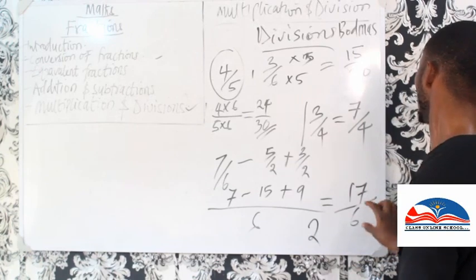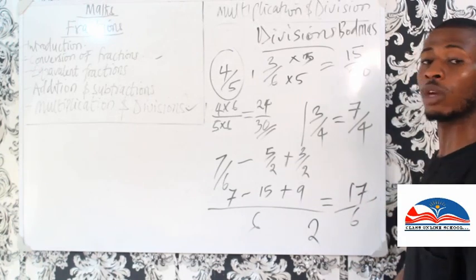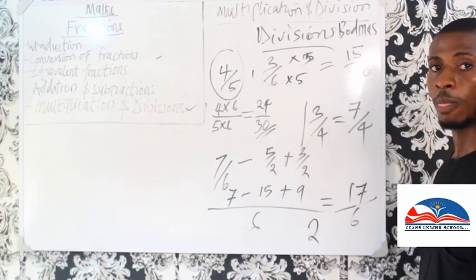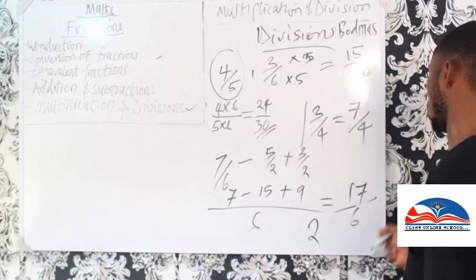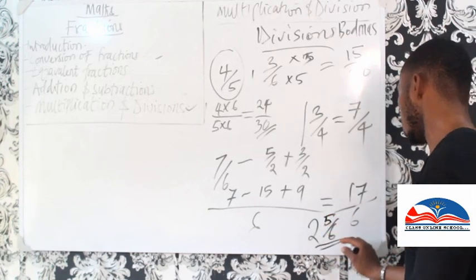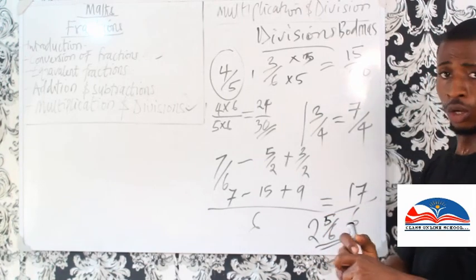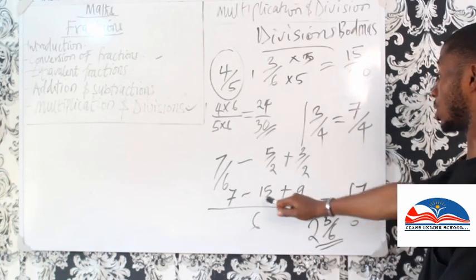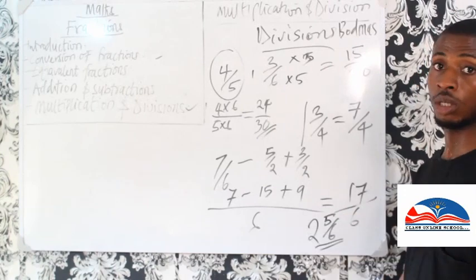Alright, now 6 times 2 will give us 12. 17 minus 12 will give us how many? 5. So 2 whole number 5 all over 6. That is your answer. At this point, you have terminated addition and subtraction.